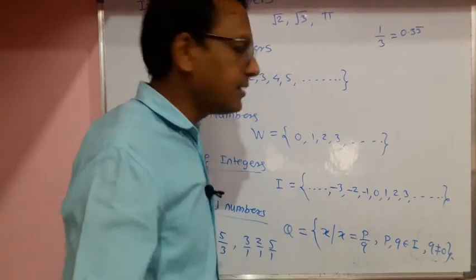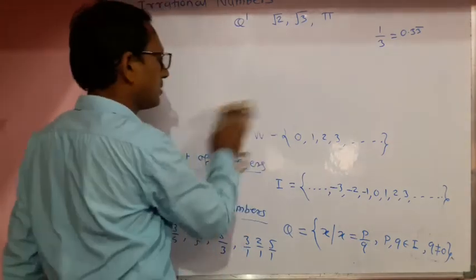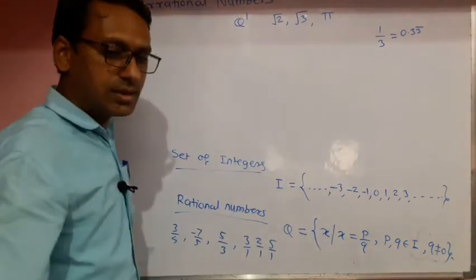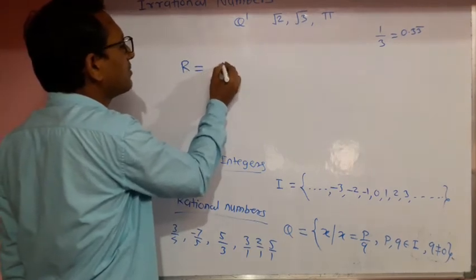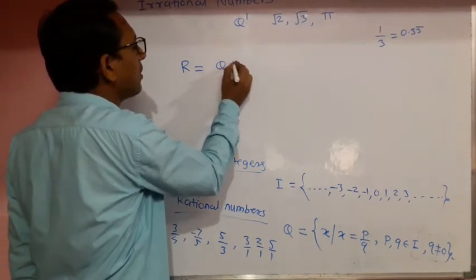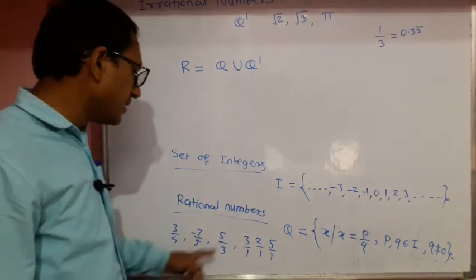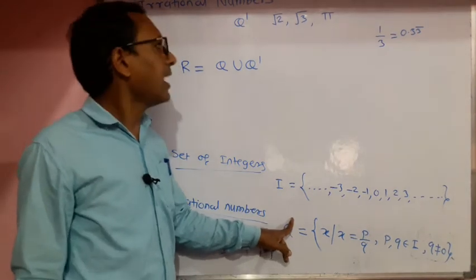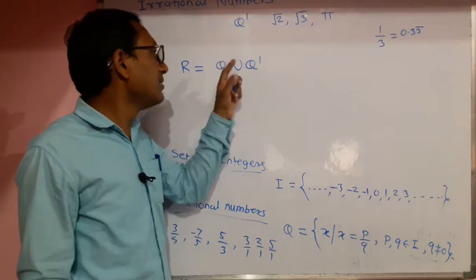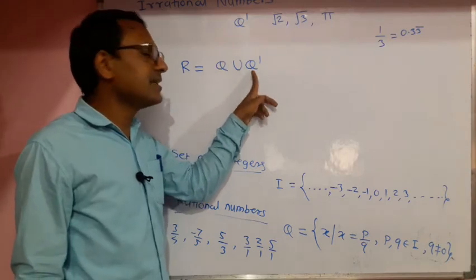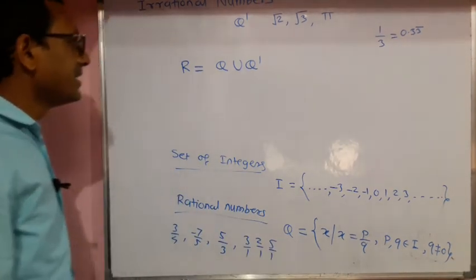And finally, we see the real numbers. The set of real numbers is represented by R, and the set of real numbers contains all the rational numbers and irrational numbers. If we combine the set of rational numbers and irrational numbers, the union of these two sets means all the rational numbers and irrational numbers. Combined, this set is said to be the set of real numbers.